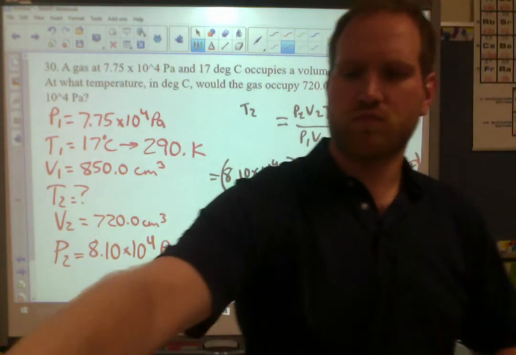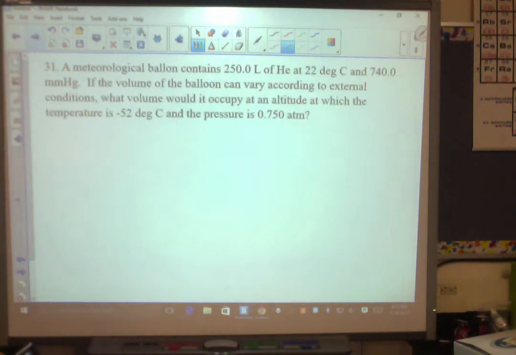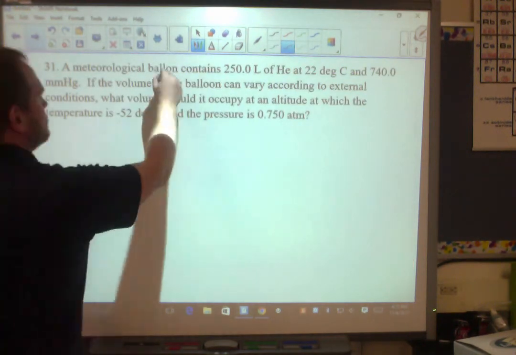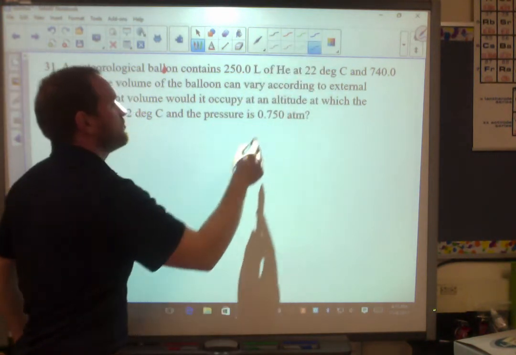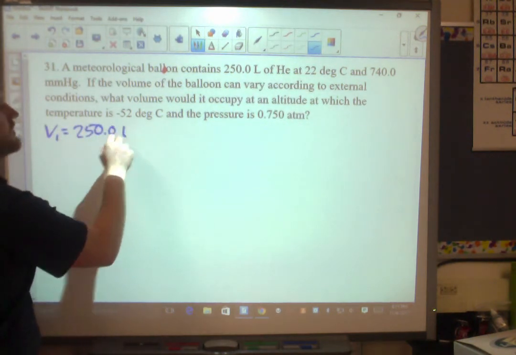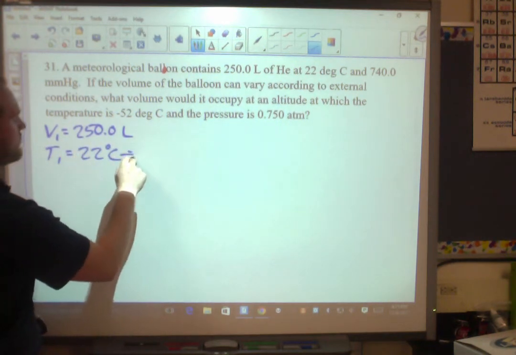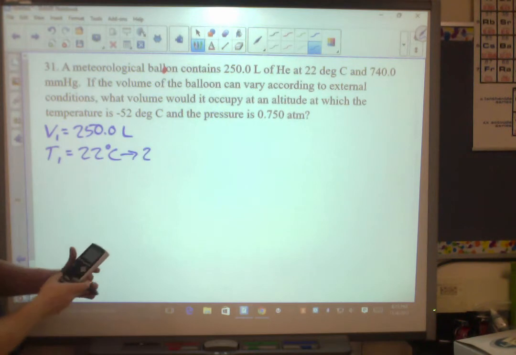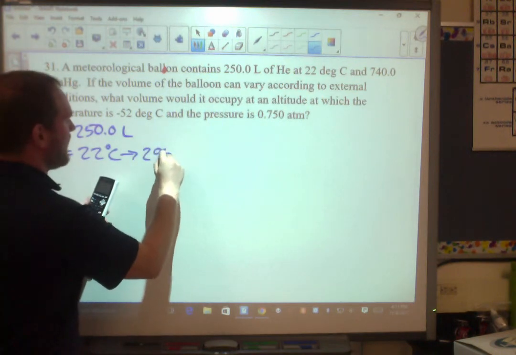Okay. 31. A meteorological balloon contains 250.0 liters of helium. That's going to be the initial volume of this balloon. V1 equals 250.0 liters, at 22 degrees Celsius, that's my initial temperature. Right away, let's turn that into Kelvin. I've made way too many mistakes doing this in my head. 295 Kelvin.